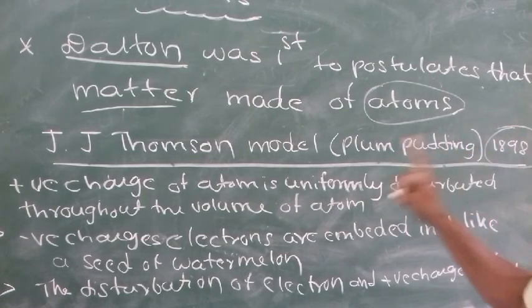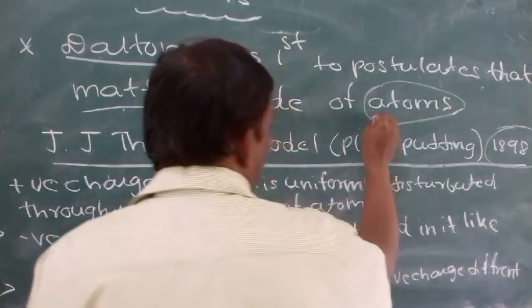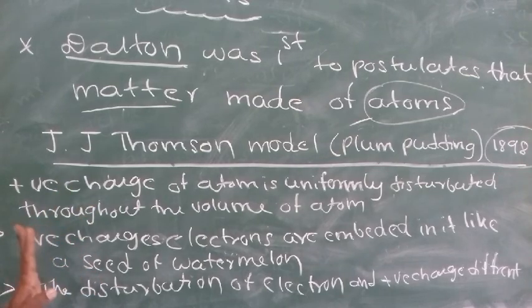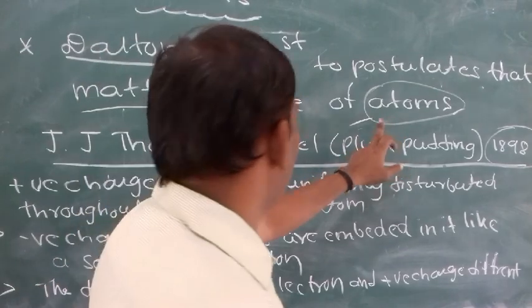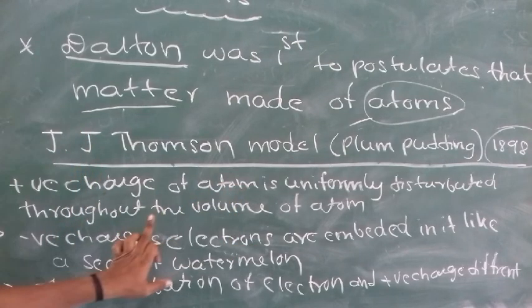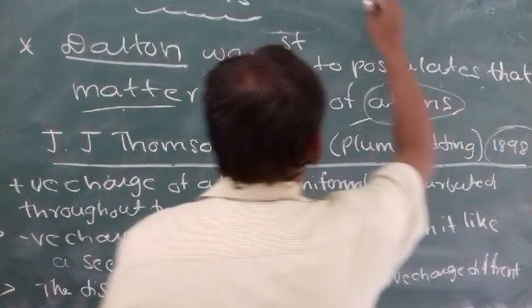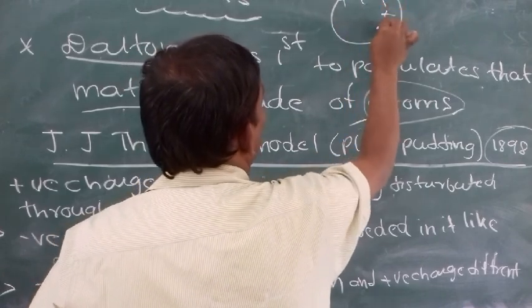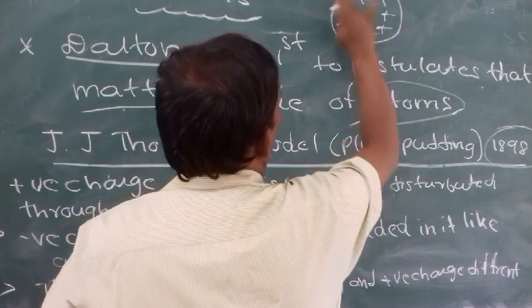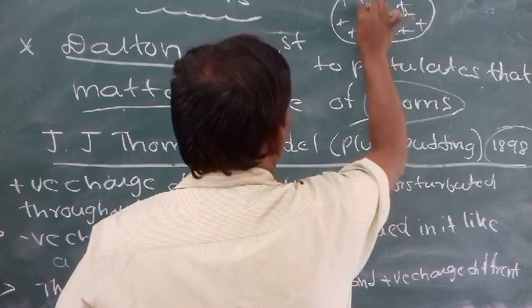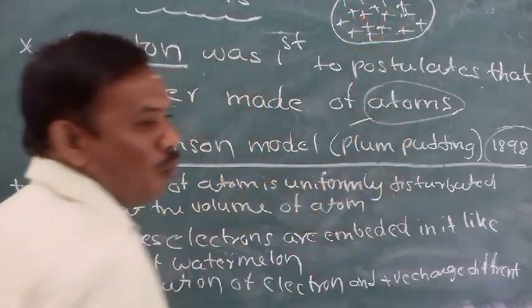According to this Thomson model, the atom consists of two charges: one is the positive charge, and the other is the negative charge. He said that the positive charge of the atom is uniformly distributed throughout the volume of the atom. Suppose this is the atom. These positive charges are uniformly distributed everywhere, so every space in the atom is occupied by the positive charge.